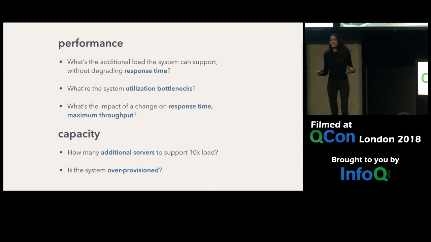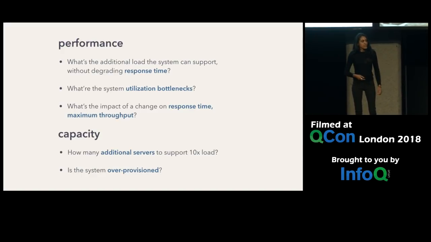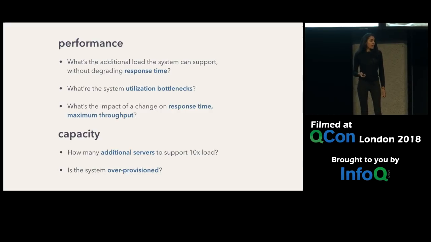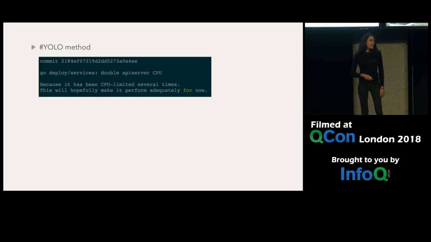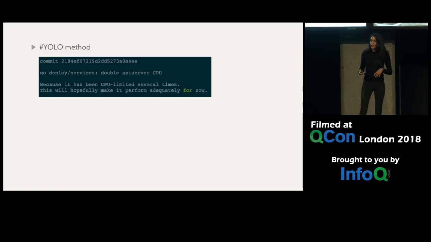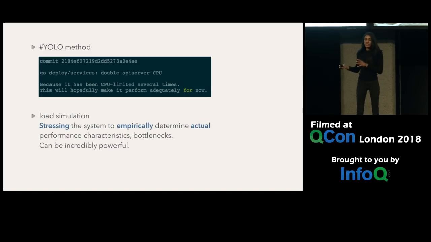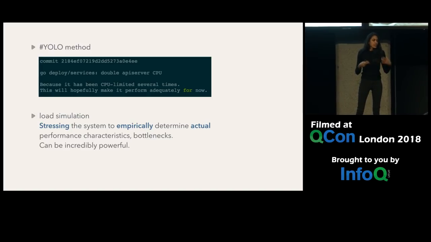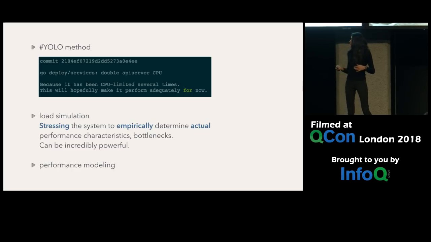So you know there are a few standard approaches to go about trying to answer these questions. The first is what I like to call the hashtag YOLO method, where you try something and hope it works. We've all been here. The second method is load simulation, where you gradually apply a load to your production system with the goal of stressing the system to try and determine the actual performance characteristics and bottlenecks of your system. Now, I'm a big believer of load simulations, so we'll come back to this briefly throughout the talk. But the focus of today's talk is going to be the third approach, namely performance modeling.